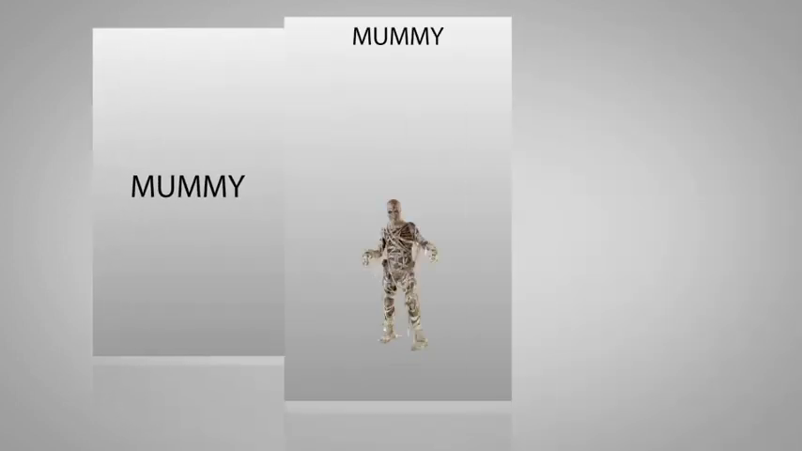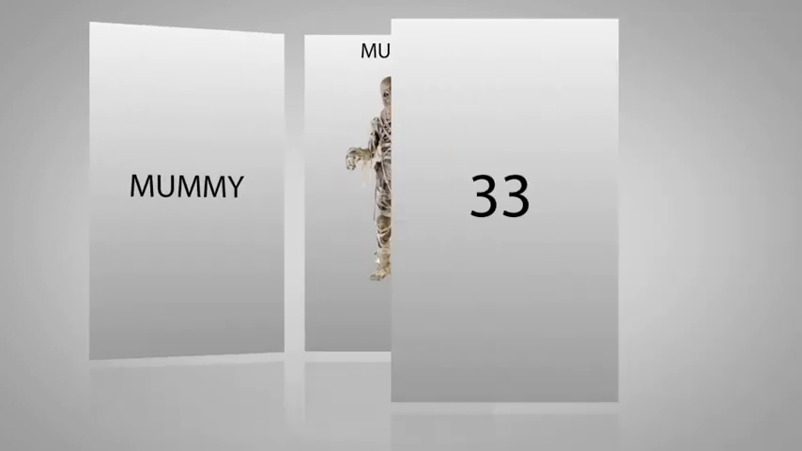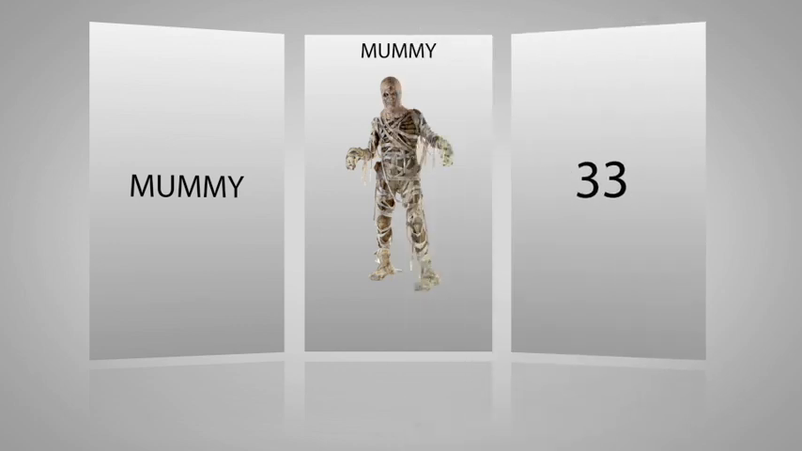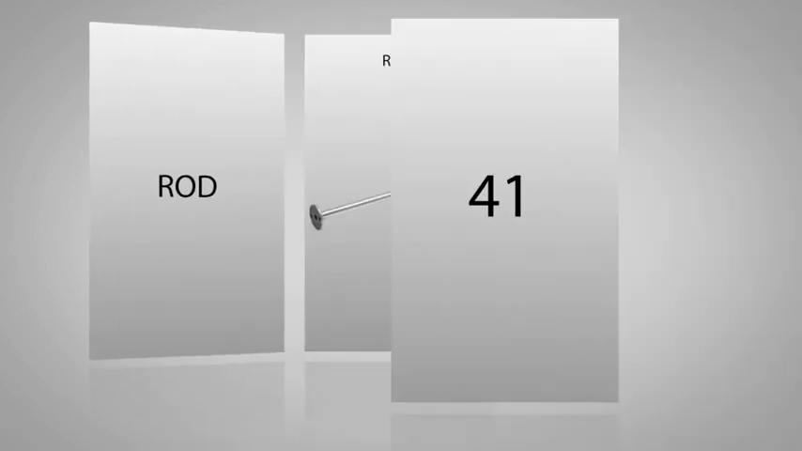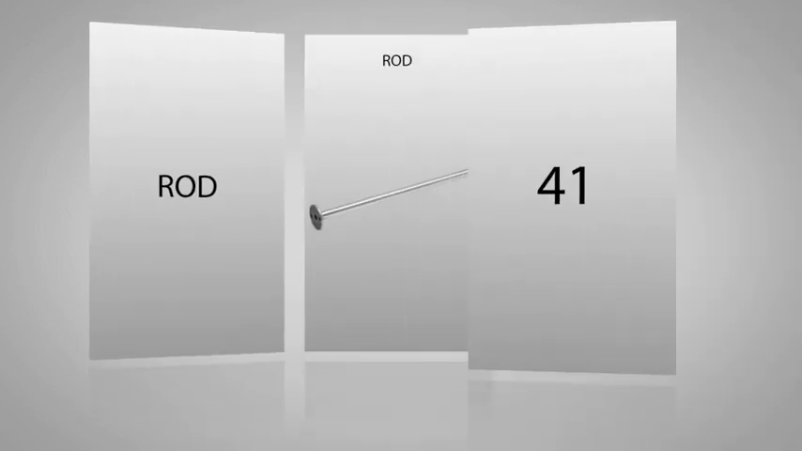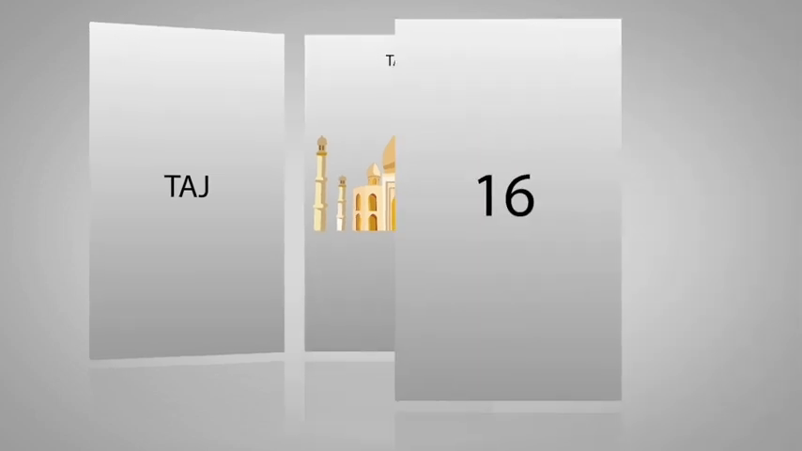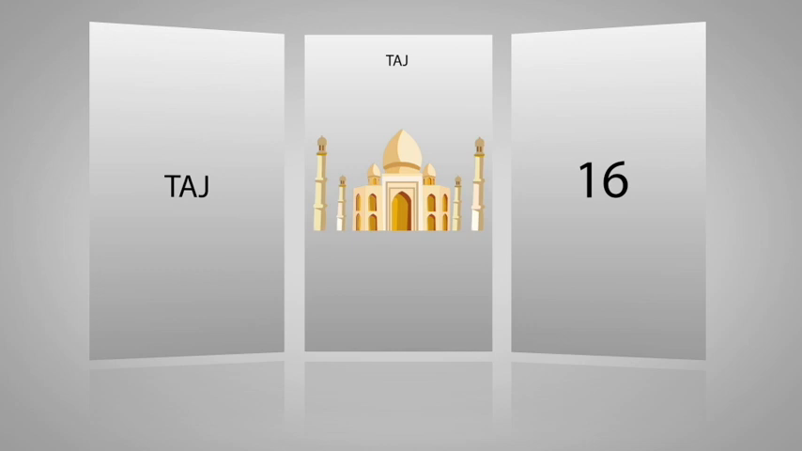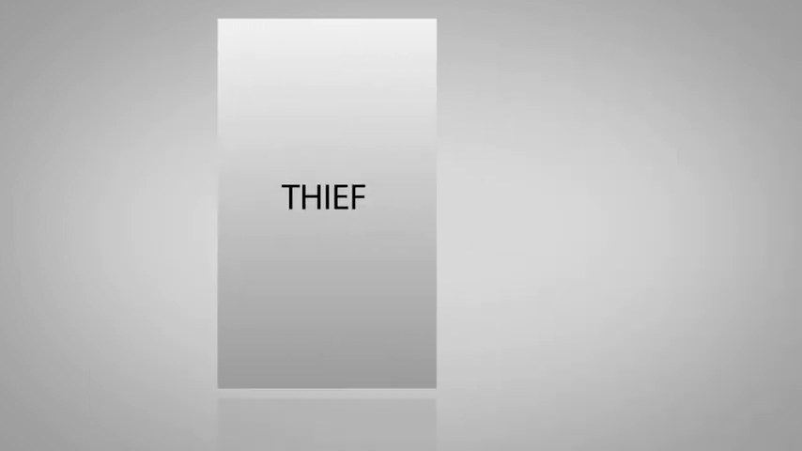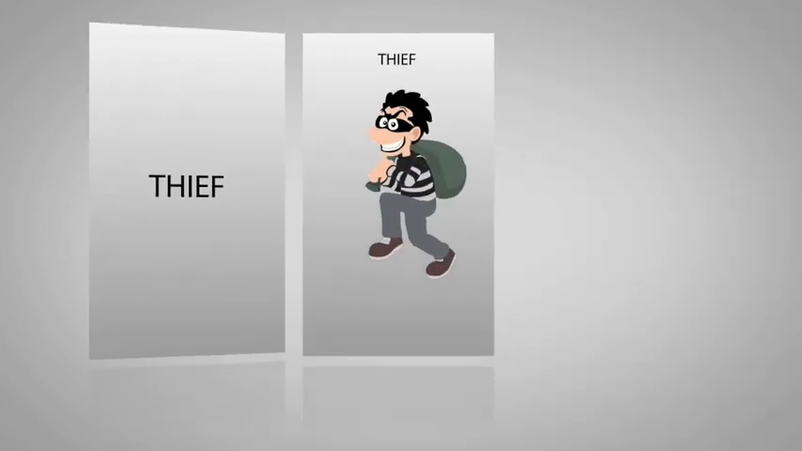She went to mummy, and mummy is 33. After mummy, it is a rod, and rod is 41. After the rod is Taj, and Taj is 16. The thief is 18.